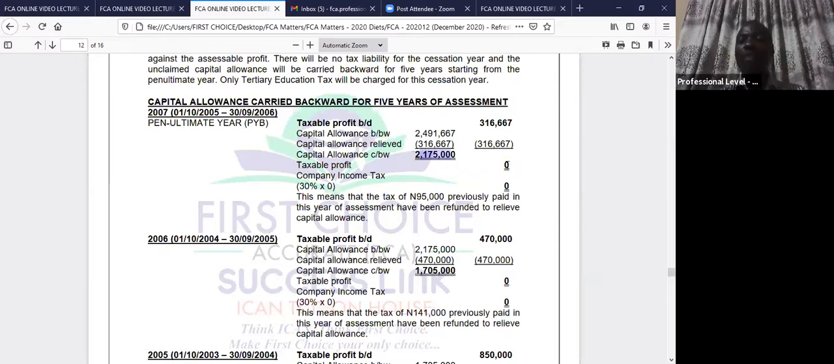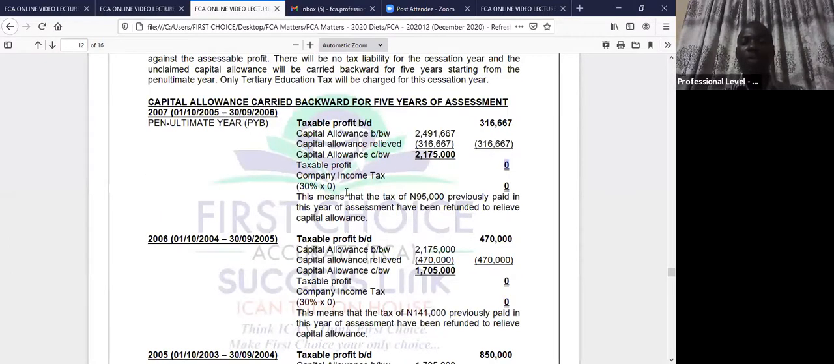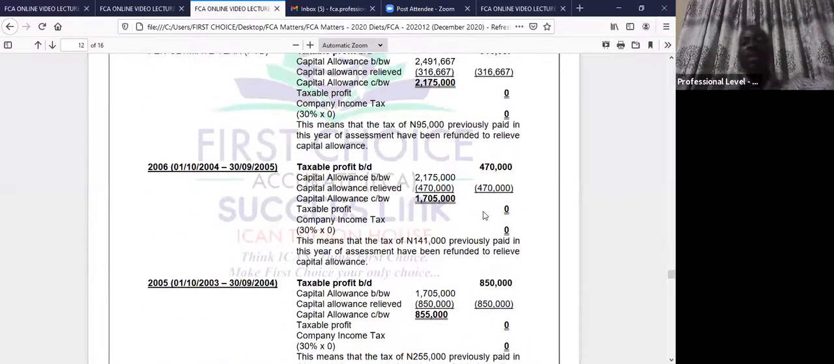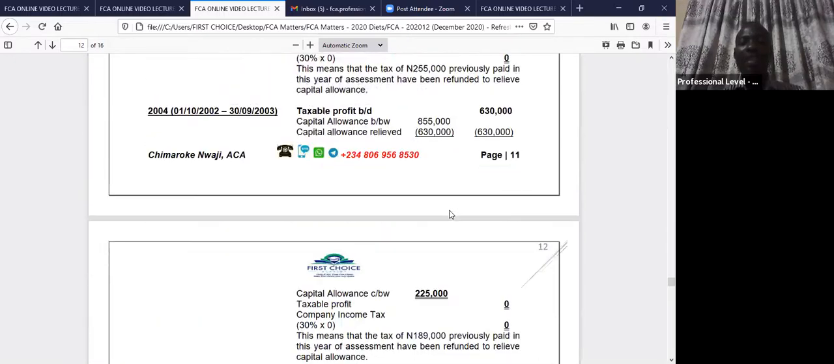Now, because you have your taxable profit as zero, any tax you've paid before will be refunded to you. So this 95,000 will be refunded to you. It means that the tax of 95,000 previously paid would have been refunded. Now you are going to the next year before the penultimate year. You have 470 as your taxable profit. You are bringing this one down here to be relieved. So that's how you'll be doing it until you get to the last year.